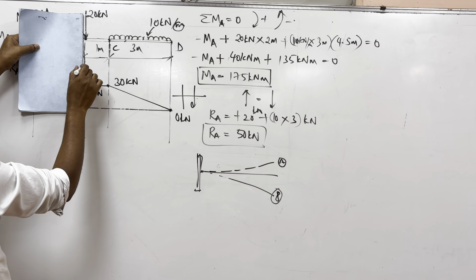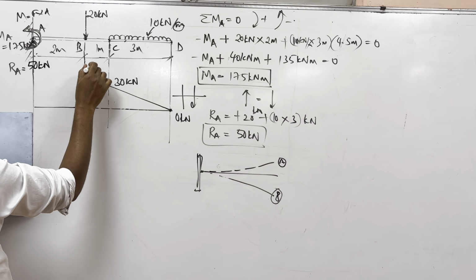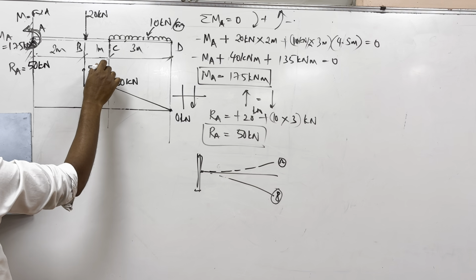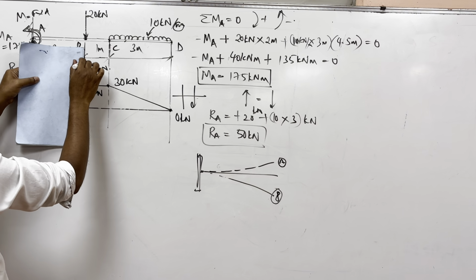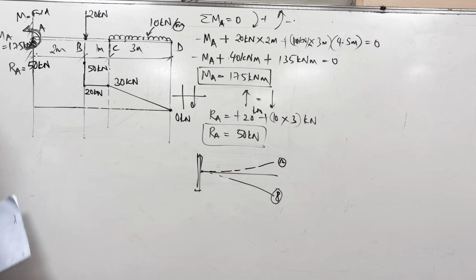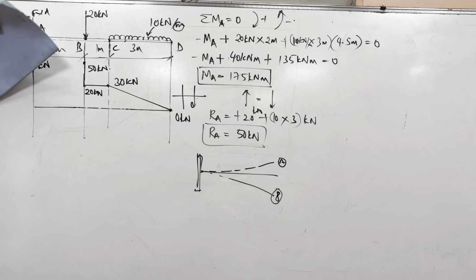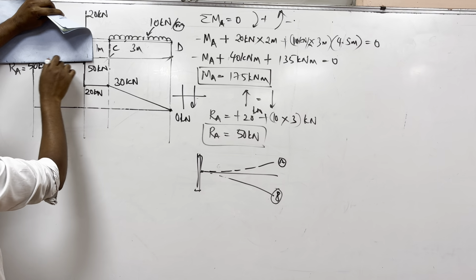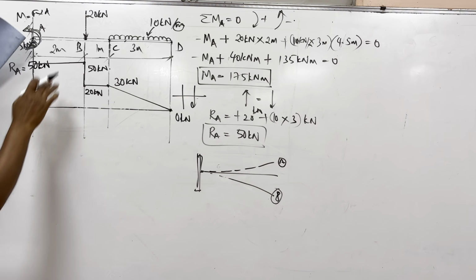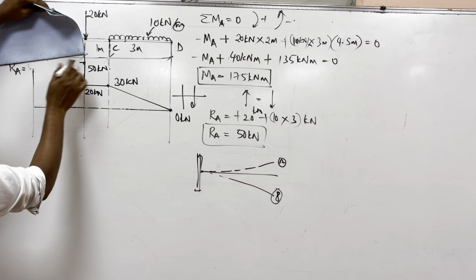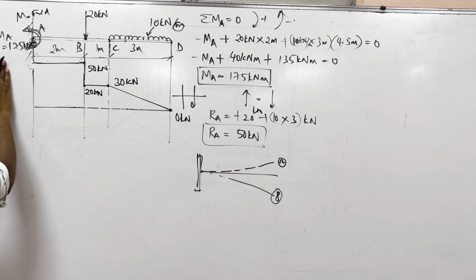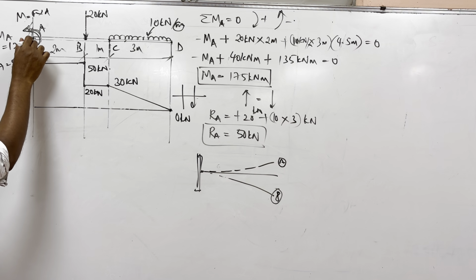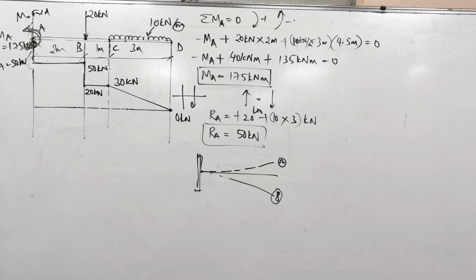Now it will increase to 50 kilonewton here. Once it increases to 50 kilonewton, it will remain at 50 kilonewton up to this point. And then RA equal to 50 kilonewton. So the RA reaction force was like this.